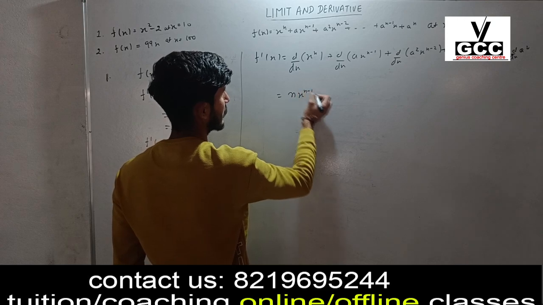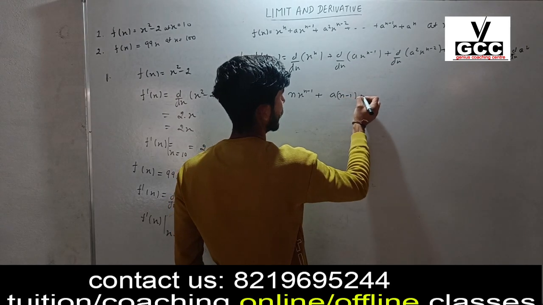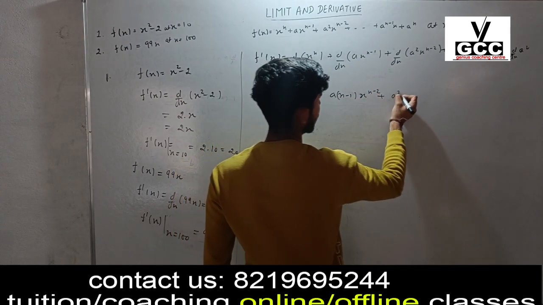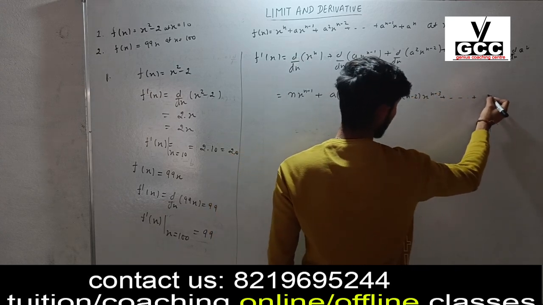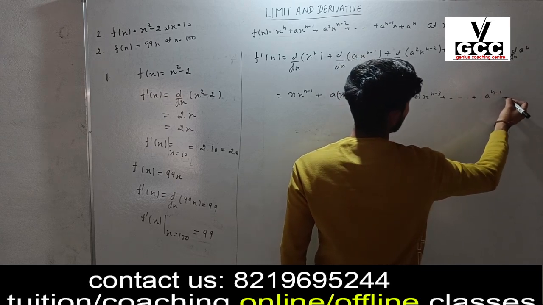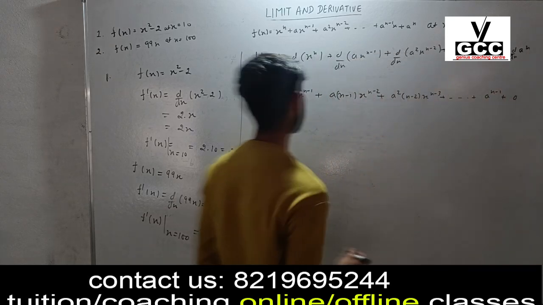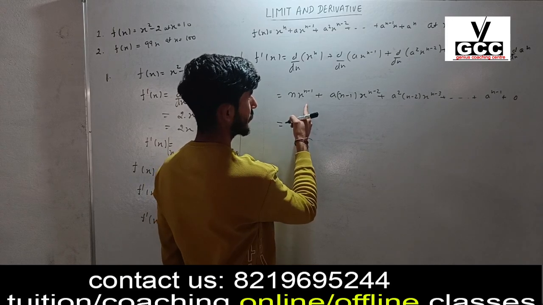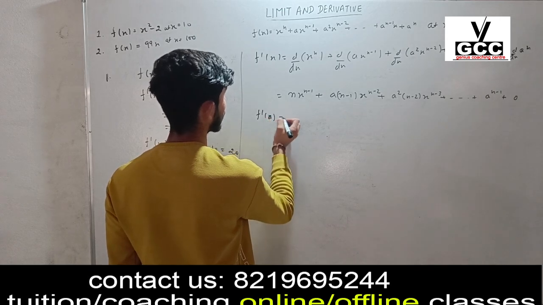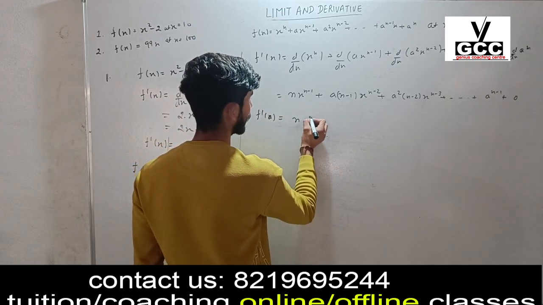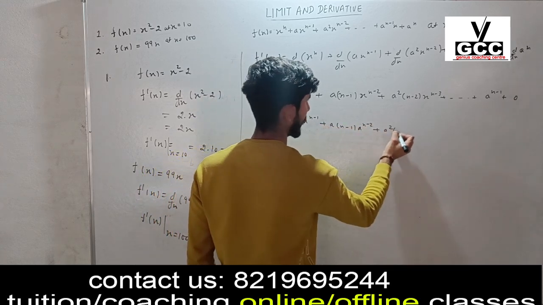So derivative of x^n is equal to n x^(n minus 1) plus a into derivative of x^(n minus 1), that is (n minus 1) x^(n minus 2), plus a square (n minus 2) into x^(n minus 3) plus so on, a^(n minus 1) plus 0. A^n derivative is equal to 0. Now this is the required derivative of the given function. We have to find the derivative of given function at x equal to a. Substitute x equal to a, we get this result.